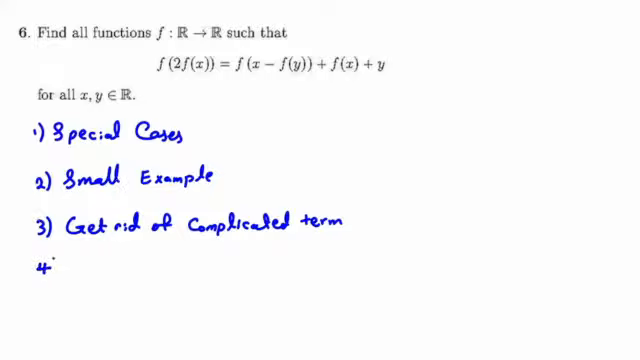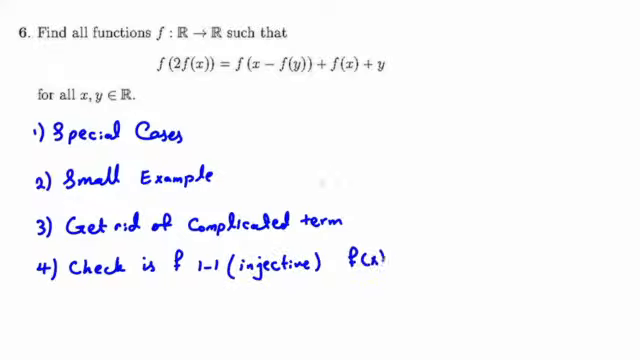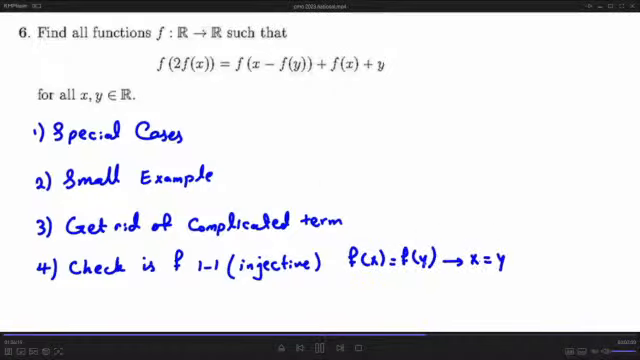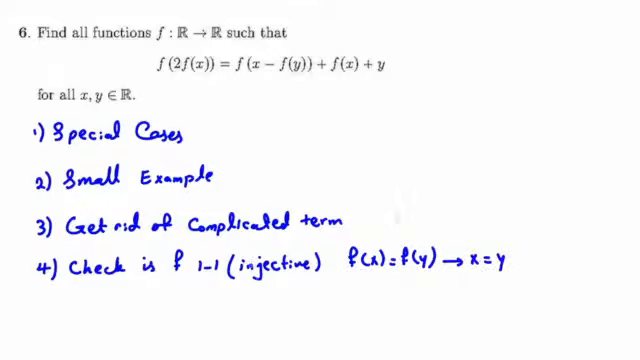Fourth rule, that we have, there are lots of things. Check if f is 1 to 1, or injective, or surjective. Surjective is also useful. 1 to 1 or injective means what? It means that you should check if f of x equal to f of y. If we can conclude x equal to y, then the function is 1 to 1. And we have also other things.